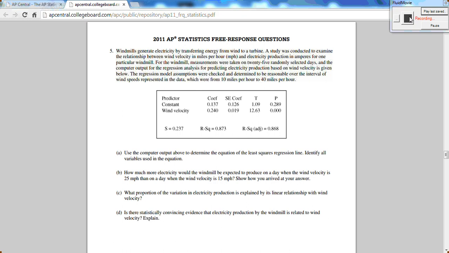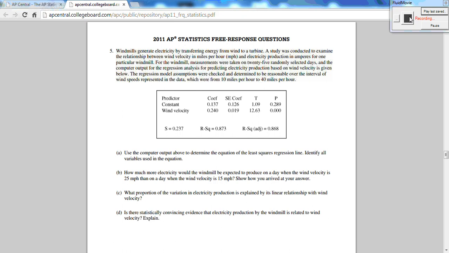Now as it said in the book, the x variable is listed with the slope, so wind velocity is the x variable. The slope is 0.240. So then the equation would be, keep in mind that from the setup of the question we're trying to predict electricity production. So we'll just call this electricity hat equals 0.137 plus 0.240 wind velocity. That's it.